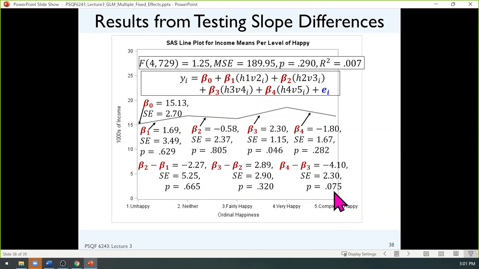How different are these two? Kind of close. So in this case, the conclusion that I would come to is, yeah, these slopes aren't different, so you could probably just draw one line, but that one line is still flat. So either way you look at it, happiness is not related to income. But going through this sort of piecewise incremental process can allow you to address whether or not you can treat a variable as interval and just draw one slope through it.